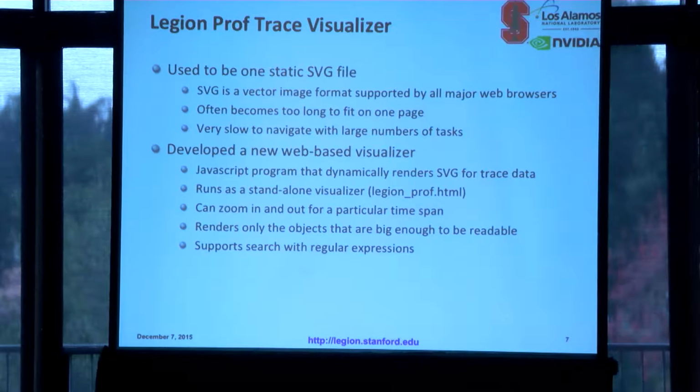With this new interface, you can zoom in and out for a particular time span. And also, it will render only the things that you can see from a particular zoom level, so that it will give you a smoother experience of navigating the timeline. And also, it supports a search of a particular task, copy, or region instance in the timeline, which will give you a much clearer focus on particular tasks and copies.